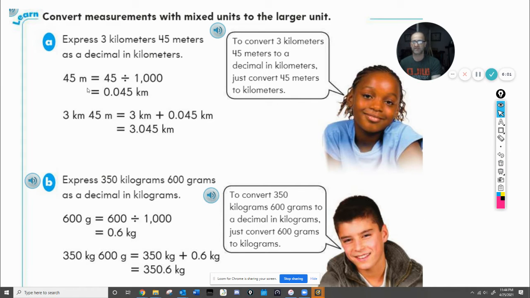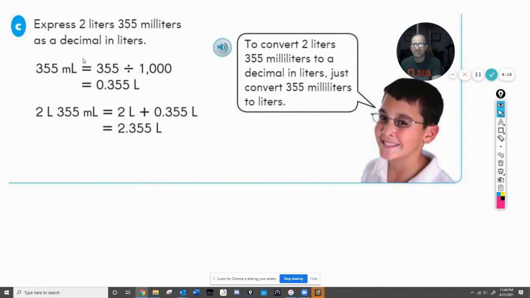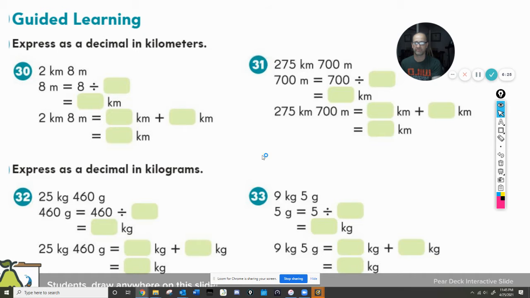You're doing the smaller part, the grams or the meters part, divided by 1,000. You're doing the grams part divided by 1,000. Okay, excellent. Oh, in milliliters, there's 1,000 milliliters in a liter. Same thing. You're doing the milliliter part divided by 1,000 to make the conversion. Okay. So, okay.